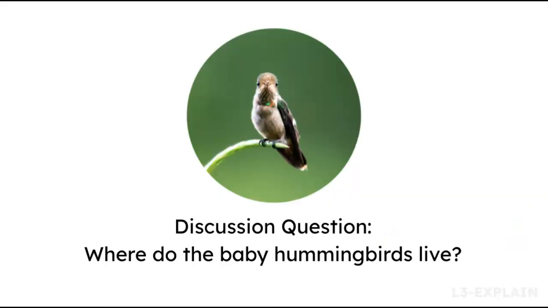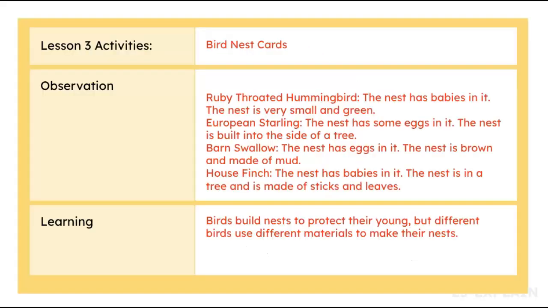For the Explain portion of the lesson, you'll invite students to gather in a circle and share their findings from their bird nest investigations. Use the provided questions to guide your discussion around the question, where do the baby hummingbirds live? The goal for this class discussion is to analyze student data and find a pattern that helps students explain why birds build nests. Use the discussion to create the Lesson 3 summary chart. By the end of the discussion, students should understand that birds build nests to protect their young, but different birds use different materials to make their nests.